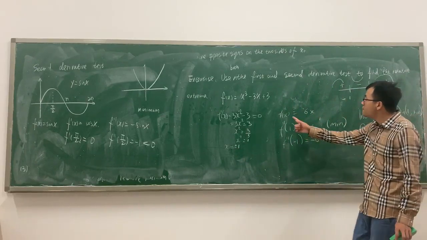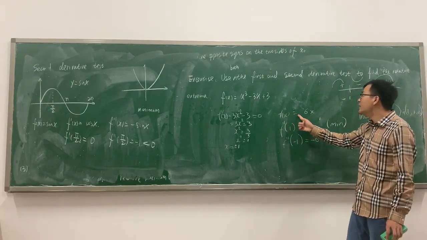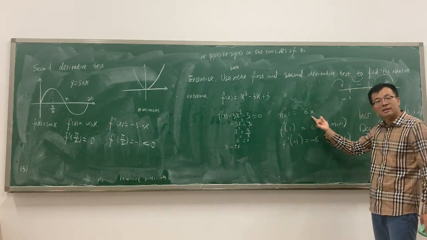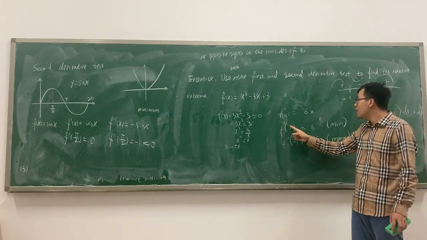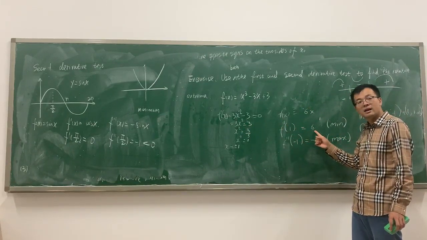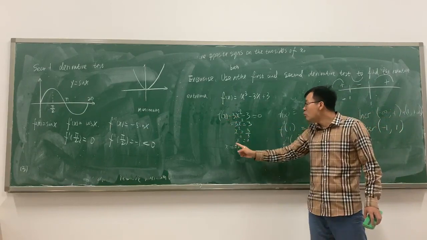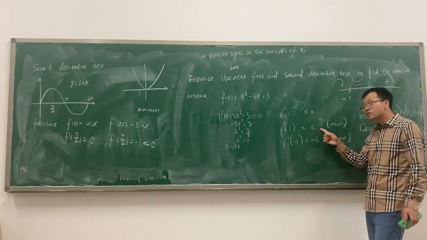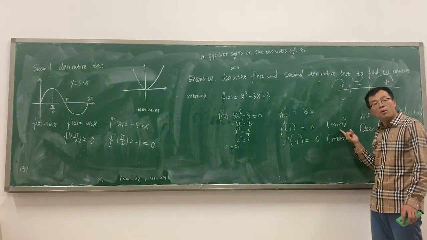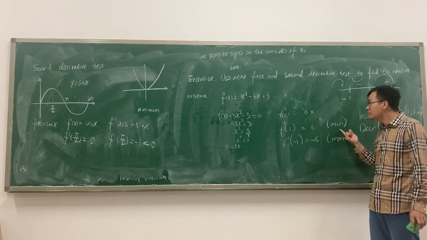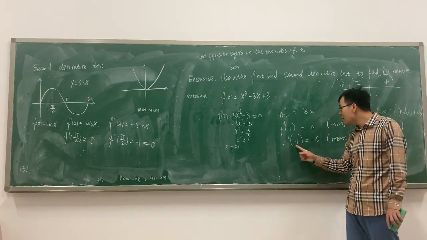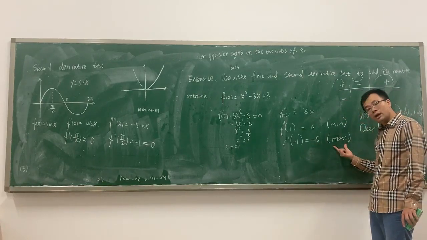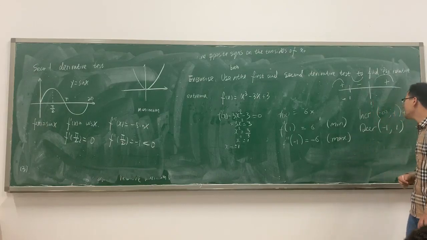So here, f double prime actually is the derivative of this, so this prime is 6x. So f double prime of 1 is equal to 6, which is greater than 0. So here this one is the relative minimum. And f double prime of minus 1 is equal to minus 6, so here is the relative maximum.